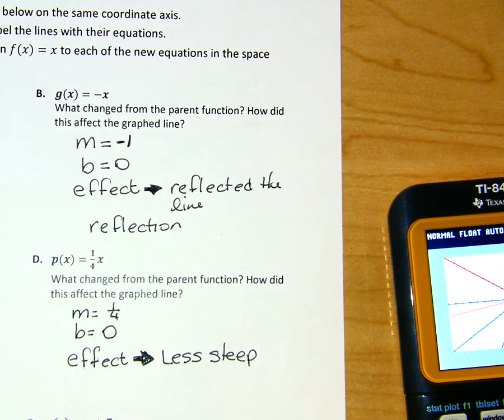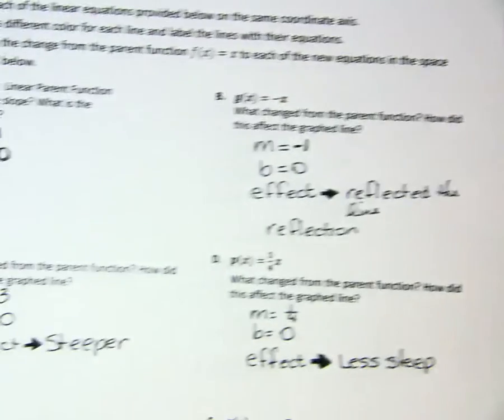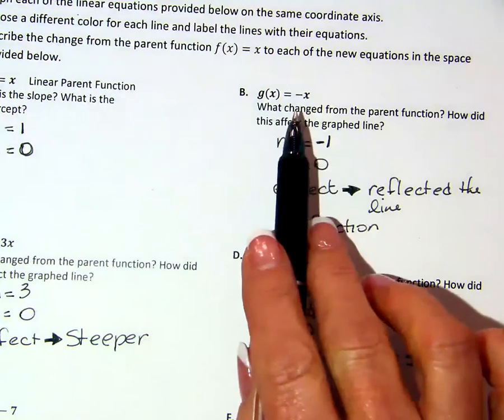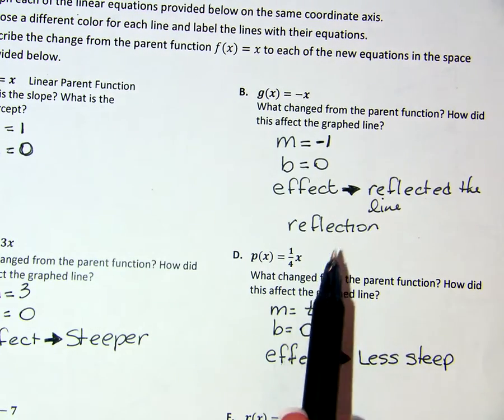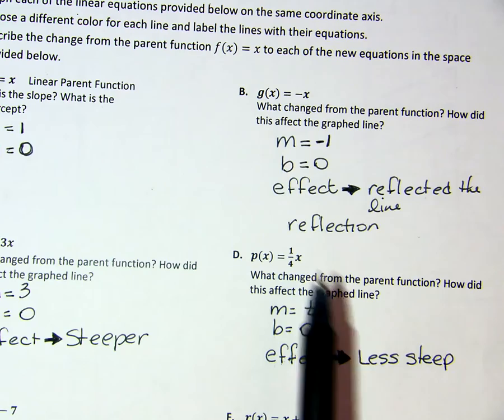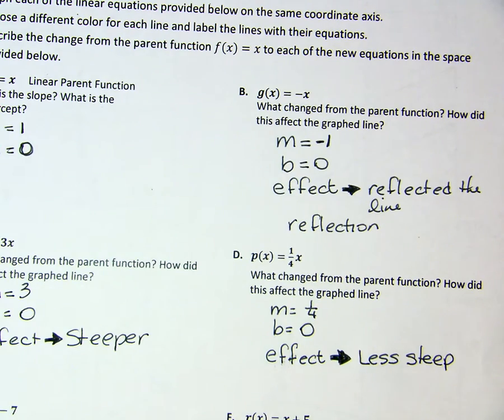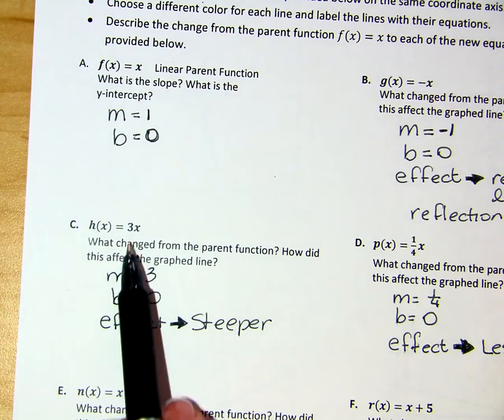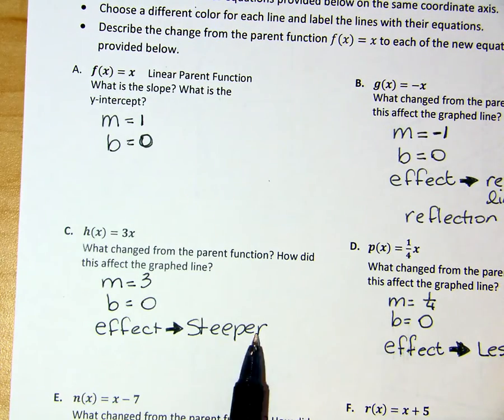So what we see here is that we have 3 possibilities with the slope. The slope, if it's changed from positive to negative, can cause a reflection. If it becomes a fraction less than 1, then it becomes less steep. If it is an integer, then we have steeper.